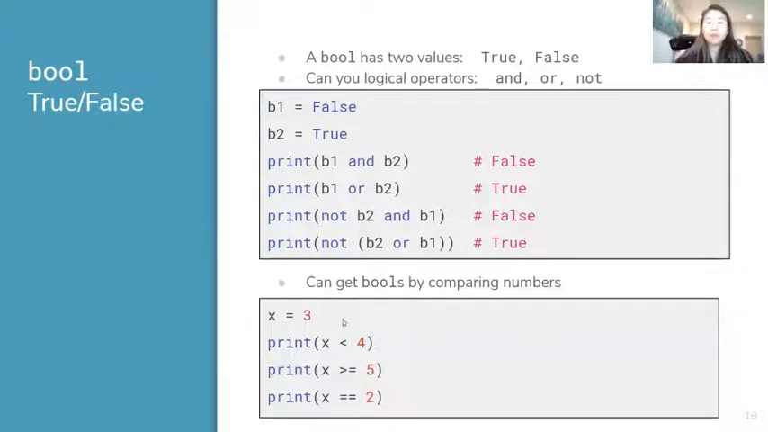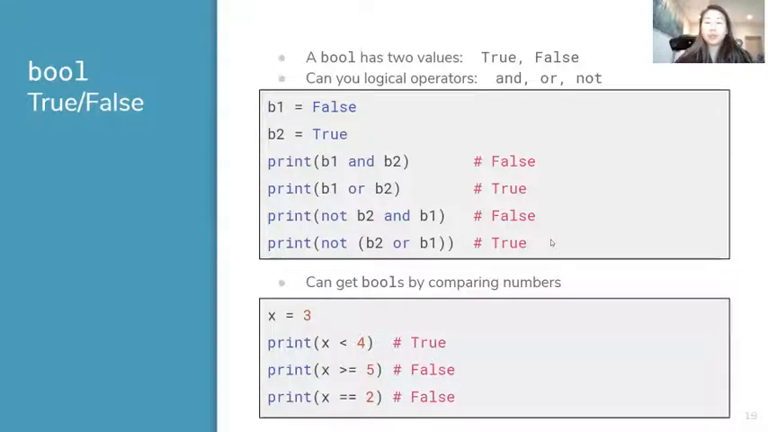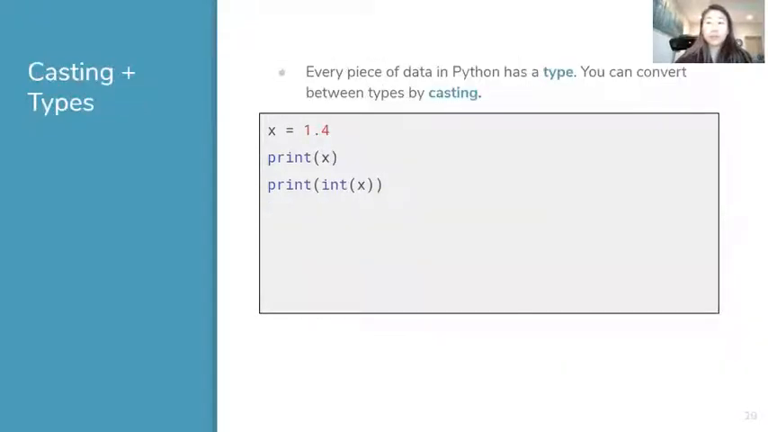So you can get bools by comparing numbers. For example, if we set a variable x equal to 3, we print x is less than 4, we get true. x, 3, is greater than 5, that's false. 3 does not equal 2, that's true.